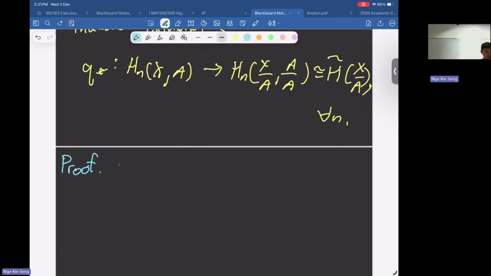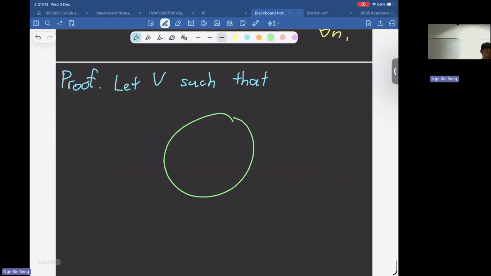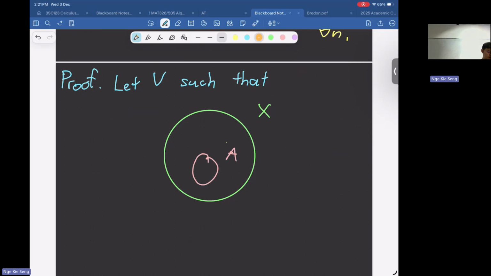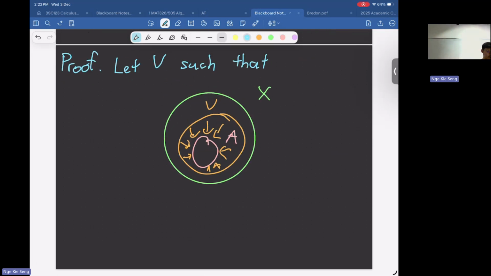Since it is a good pair, let V be such that, I don't want to write words, I draw it. Here is X, here is A. V is the neighborhood that deformation retracts to A. Make sense? Then we will use this commutative diagram, and we'll explain this commutative diagram and then explain the isomorphism.